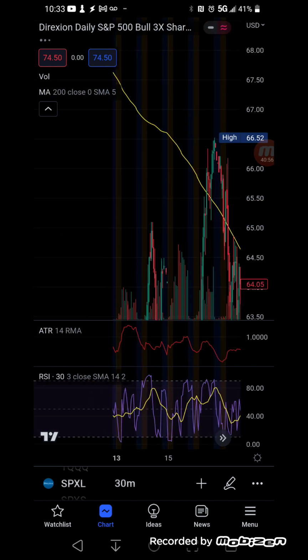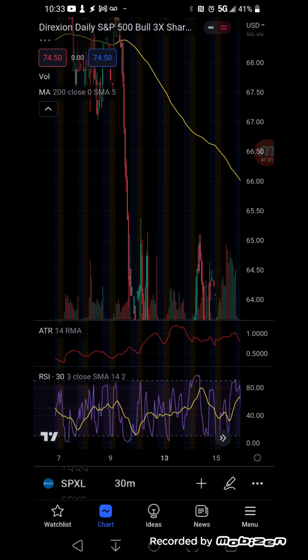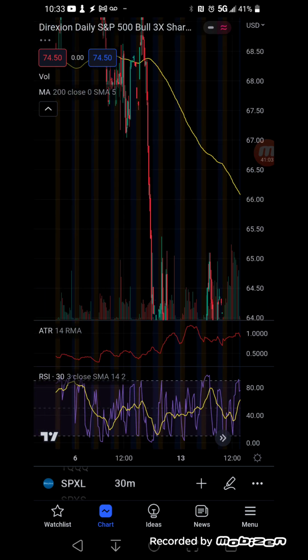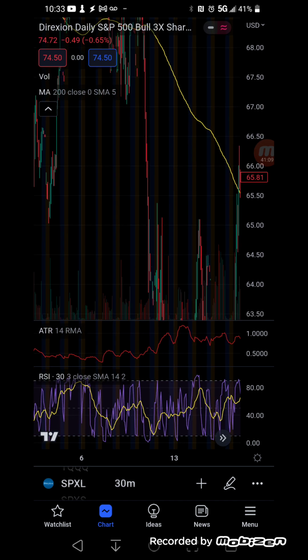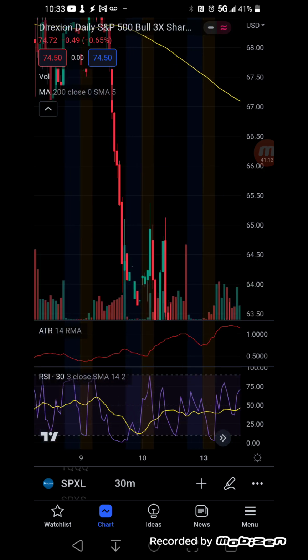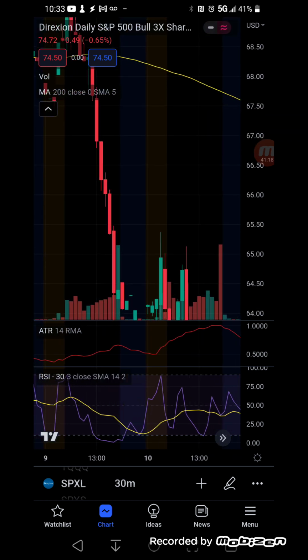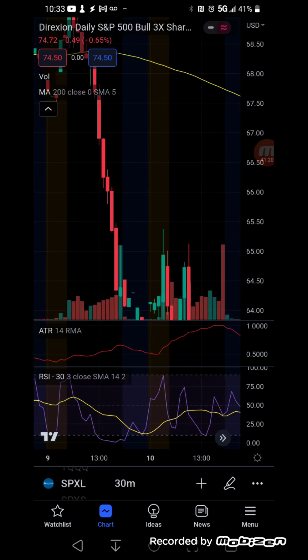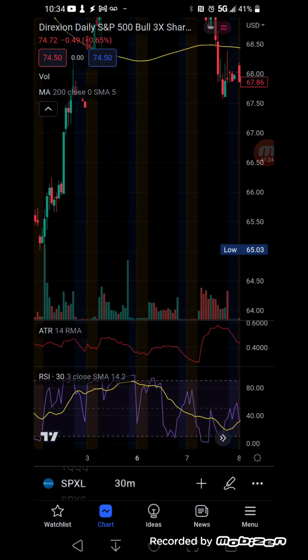Huh? Look at this down. Whoa! It went from 68 all the way down to 64 in just one day. I mean, it went straight down. When was that? Was that in March or February?